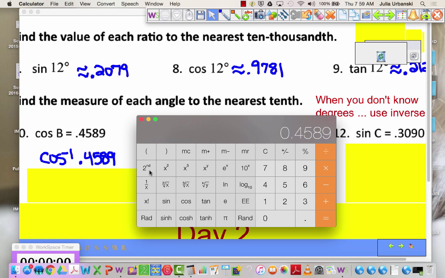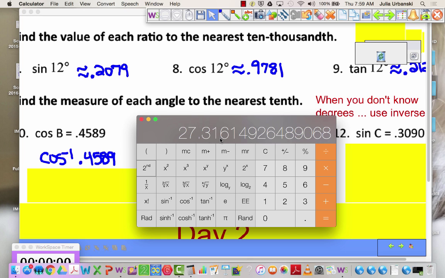I don't have a shift button here. What I have is called a second button. Okay, so when you do that, you see how you get your second functions there. So the sine inverse is the one I would use, and there's my answer. I don't have to hit the equal sign because I didn't multiply or divide anything. All I did was find it.